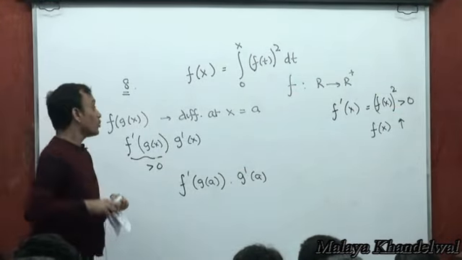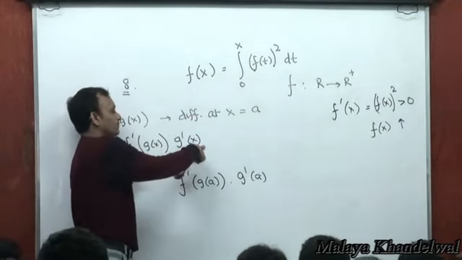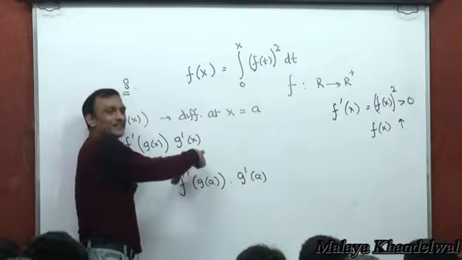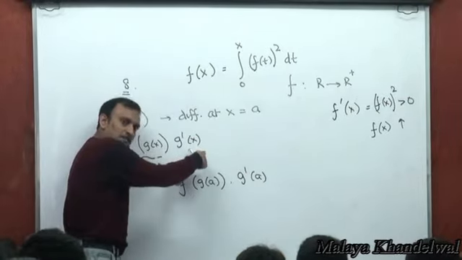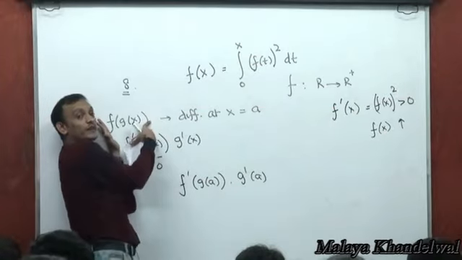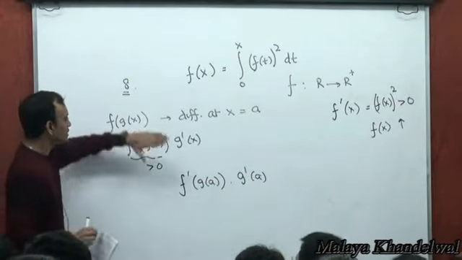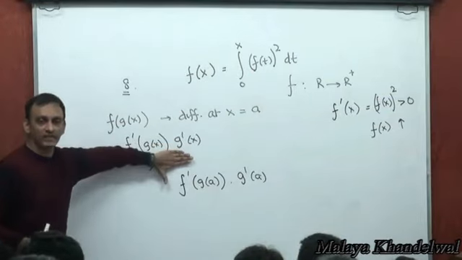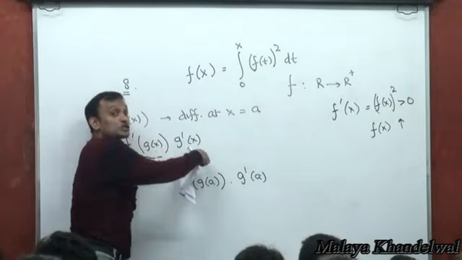See, for f of g x to be differentiable, the derivative function has to be continuous. If the derivative function is continuous, then this must be differentiable. Is that all right? This is the derivative function. If this is continuous, then this. So essentially we are talking of continuity of this product of two functions.